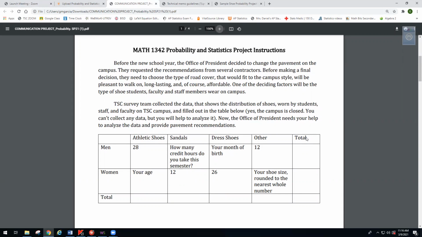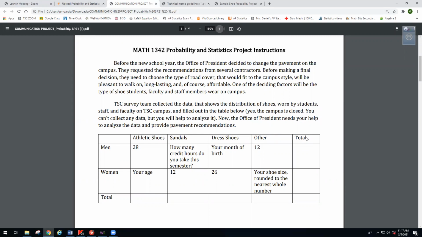Before the new school year, the Office of President decided to change the pavement on the campus. They requested the recommendations from several contractors. Before making a final decision, they need to choose a type of road cover that would fit the campus style, will be pleasant to walk on, long-lasting, and of course, affordable. One of the deciding factors will be the type of shoes students, faculty and staff members wear. TSC survey team collected the data that shows the distribution of shoes worn by students, staff, faculty on TSC campus, and filled out in the table below.